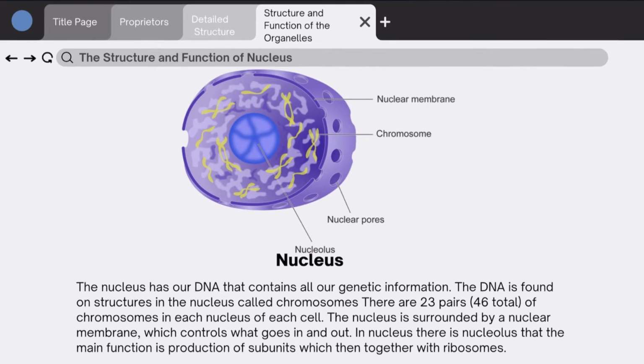Okay, next, that is nucleus. The nucleus has our DNA that contains all our genetic information. The DNA is found on structures in the nucleus called chromosomes. There are 23 pairs or 46 total chromosomes in each nucleus of each cell. The nucleus is surrounded by a nuclear membrane, which controls what goes in and out. In the nucleus, there is nucleolus, whose main function is production of subunits, which then together with ribosomes.